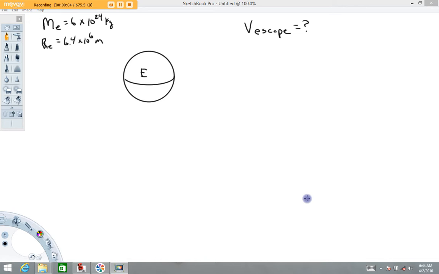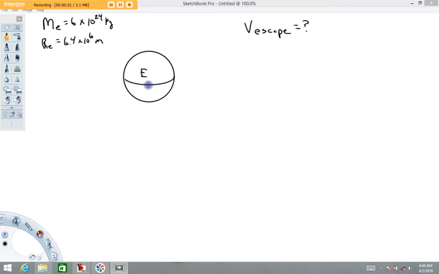The purpose of this video is to demonstrate how to apply the work energy theorem in cases where the gravitational field is not considered constant. So what we're going to do here is calculate what's called the escape speed for the planet Earth. So I've got a picture of the Earth here.